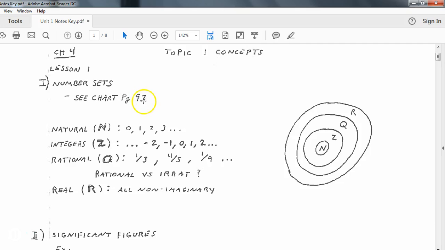This is no longer page 93 in your book, this is page 83, so there is a chart in there on page 83 that you can refer to for some good reminders on these, as well as some symbols and things like that. So let me just go through some of these basic things.